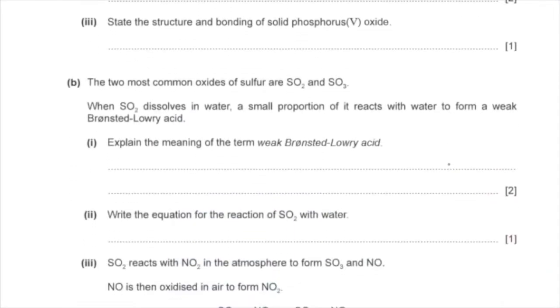Part 3, state the structure and bonding of solid phosphorus 5 oxide. So the structure is just simple molecular, and the bonding is covalent.